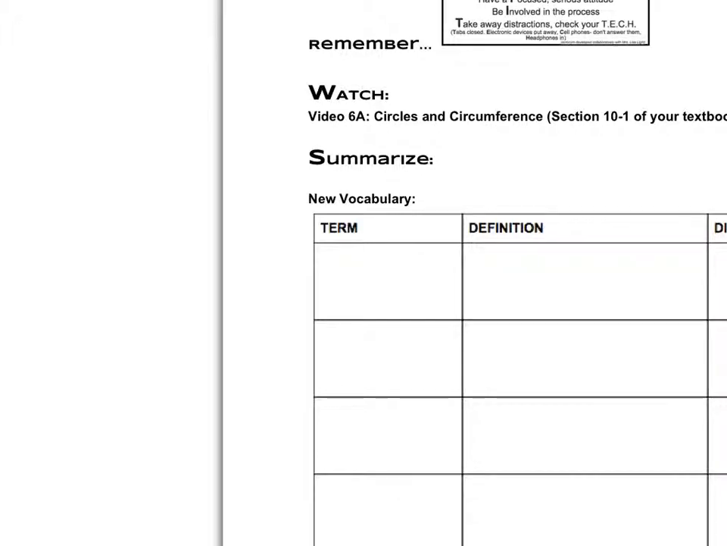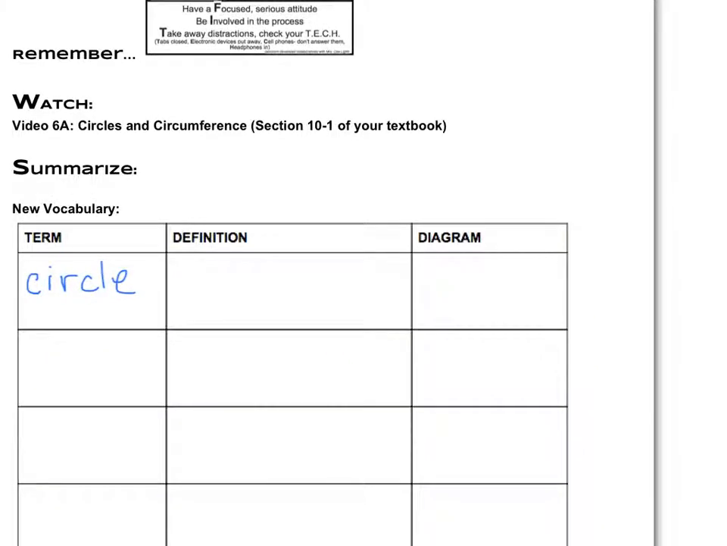is going to be circle, obviously, since that's the name of our chapter. And for circle, you guys, we are going to simply say that the circle definition is the set of all points that are equidistant, remember that just means the same distance away, from a center point.